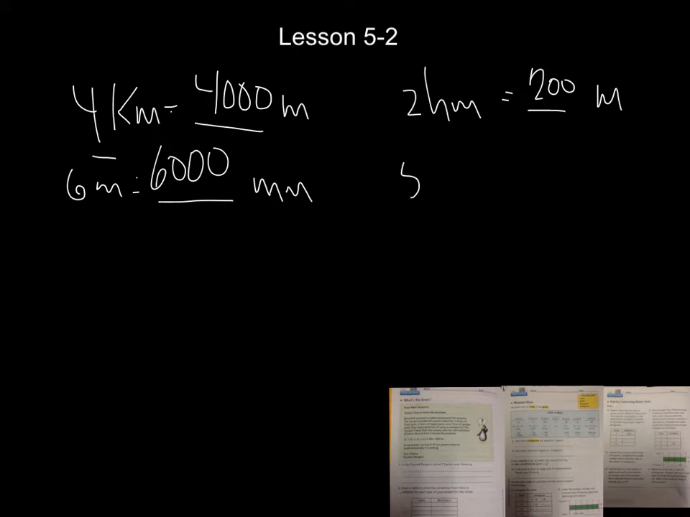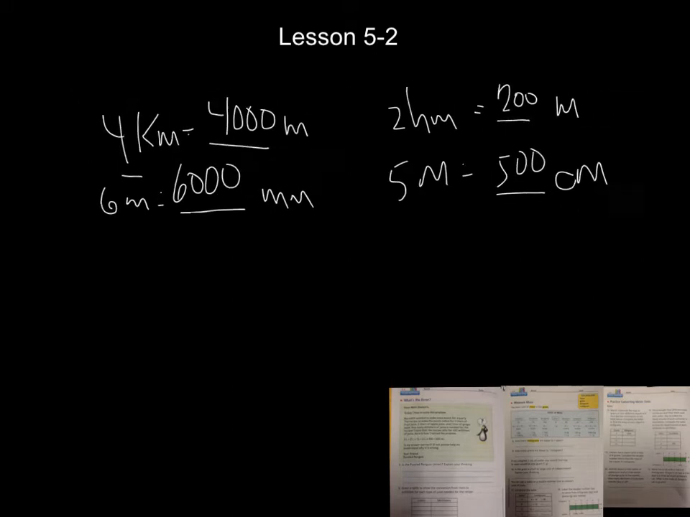And the last one is, in 5 meters, how many centimeters can we get? Well, you remember on those meter sticks, most of the meter sticks only really show the numbers. The numbers that they show are only centimeters, most of them. So there's 100 centimeters on each meter stick. So if you had 5 meter sticks, how many centimeters would that be? Well, 500.